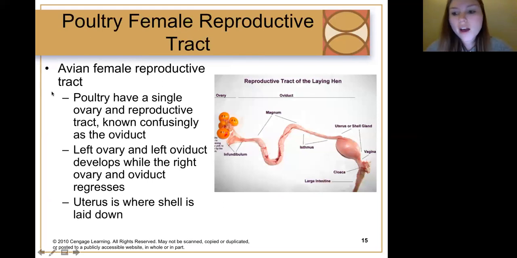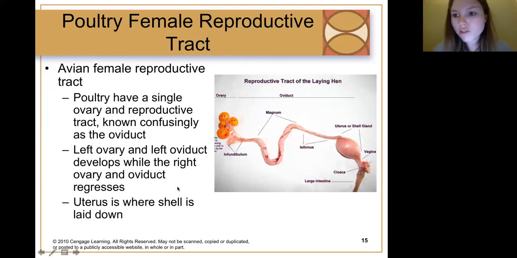So to show you how mammals differ a little bit from poultry as far as reproduction, this is the avian female reproductive tract. Poultry just have one ovary and a single reproductive tract, known confusingly as the oviduct. In the picture of the cow, the oviduct connects the ovary to the uterus, and that's as far as it goes, right? But in poultry, this whole thing is known as the oviduct until you get to the uterus. So you have different parts of the oviduct in poultry because it's a longer structure. It makes up more of a percentage of the tract.